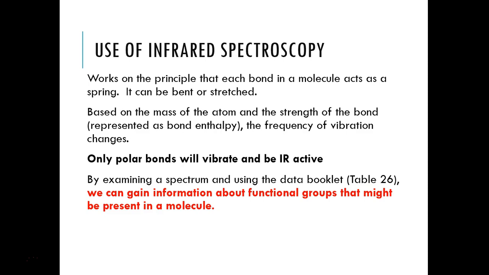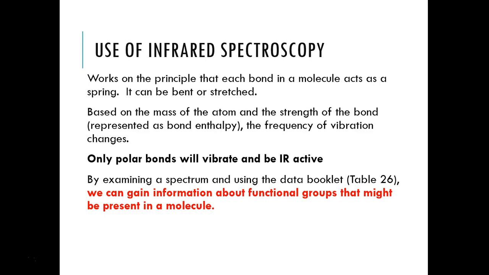So infrared spectroscopy works on the idea that every bond in a molecule is basically a spring that can be bent or stretched. So based on the mass of the atom and the strength of the bond, the frequency of the vibration will change. And so based on the frequency, we can try to figure out what atoms, functional groups we have. Only polar bonds are going to vibrate and be what we call IR active. So if it's nonpolar, we're not going to see anything in the IR spectrum.